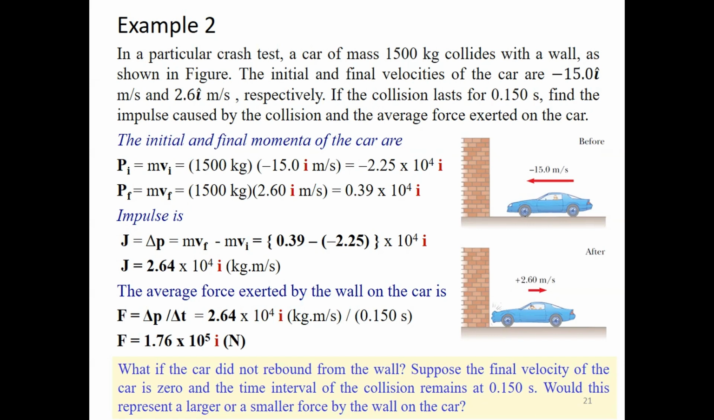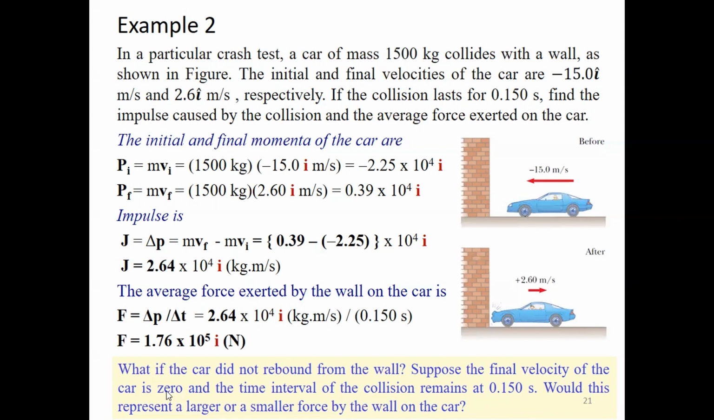Here we see the car rebound, which is plus 2.6 meters per second. So the momentum vector is going in this direction, and then there is a rebound, it bounced back, and you had 2.60 meters per second. But if this was 0, then we will see that the P final will be 0, and the J will not be this large. It will be smaller, its value will be small, and the force will be less.